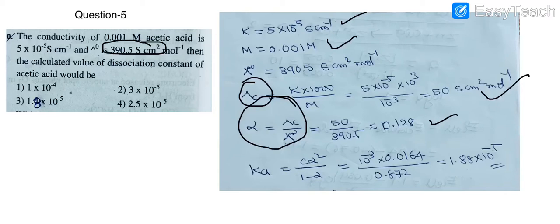And we want to find the dissociation constant. Dissociation constant means K. K is equal to C alpha square by 1 minus alpha. Here alpha is not less than 10%, so we are not neglecting it. We use the full expression and get the answer 1.88 into 10 power minus 5. So option 3 will be the answer.